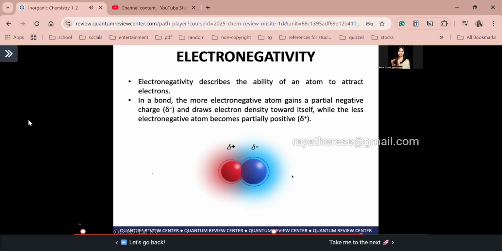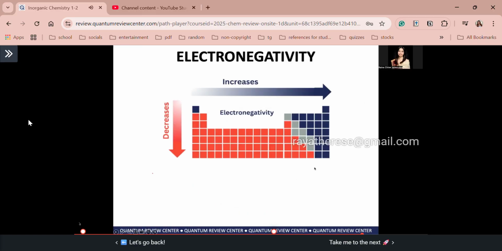Guys, don't confuse electronegativity with EA, okay? Again, electronegativity is a relative measure that requires the comparison of two atoms. Electron affinity is different, because energy is released when you add an electron to an atom. Now, here's the trend for electronegativity.